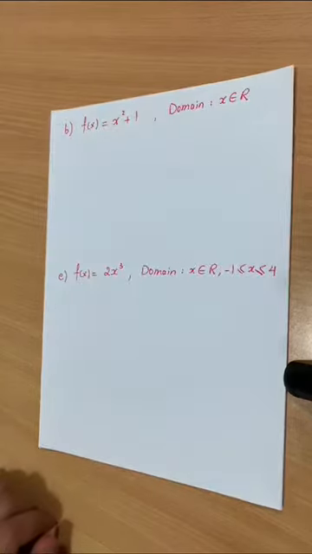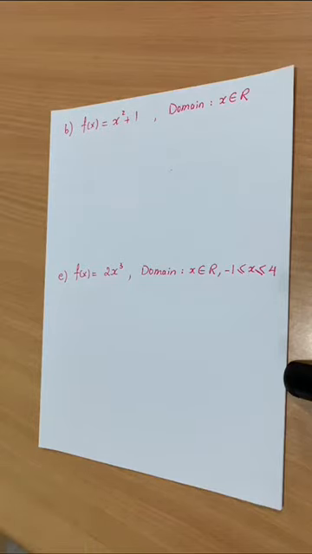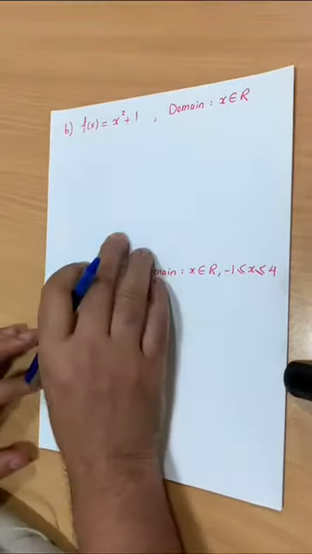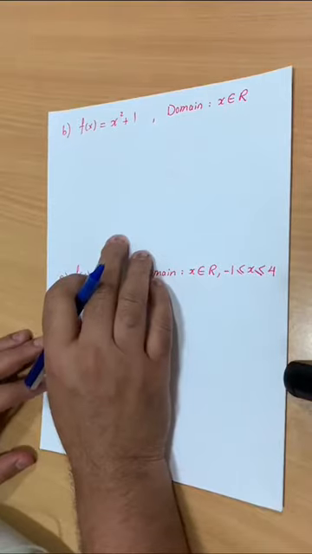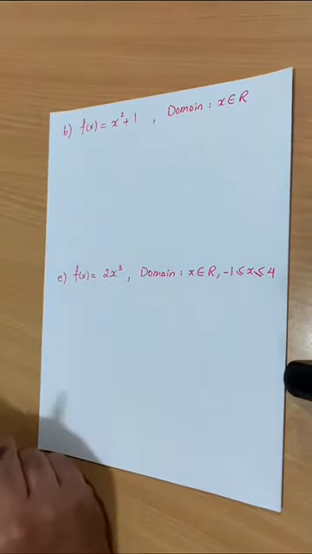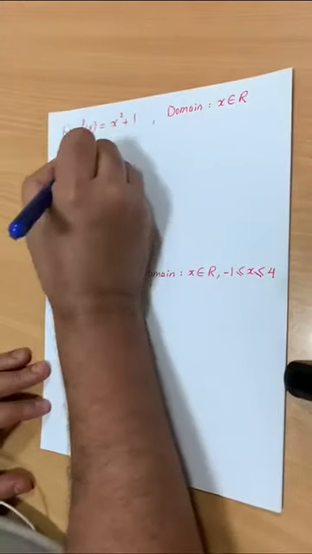Let's do this question. f of x is equal to x squared plus 1, and the domain is x belongs to R. Now, we're supposed to state the range. So simply, instead of using values, we can use the sketch as well. Let's use different values of x. I'll start from 0.